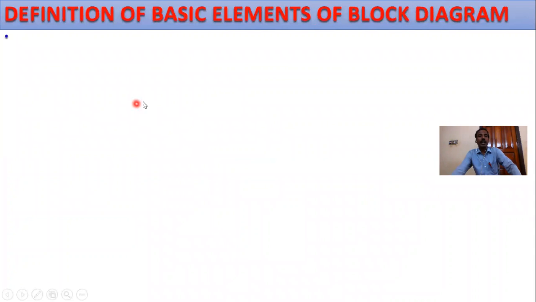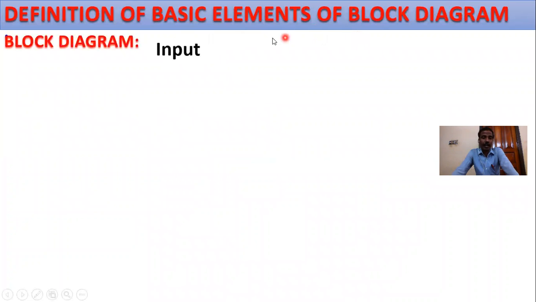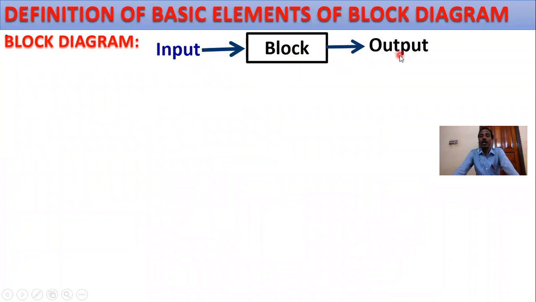So next, the definition of basic elements of block diagrams. First point, input. This is very important. This is also called excitation or cause of the system. This set point or reference input may be analog, digital, continuous, discrete, step, ramp, parabolic, sinusoidal; any type of input you can apply. And this is the block. And the output is also called the controlled output.